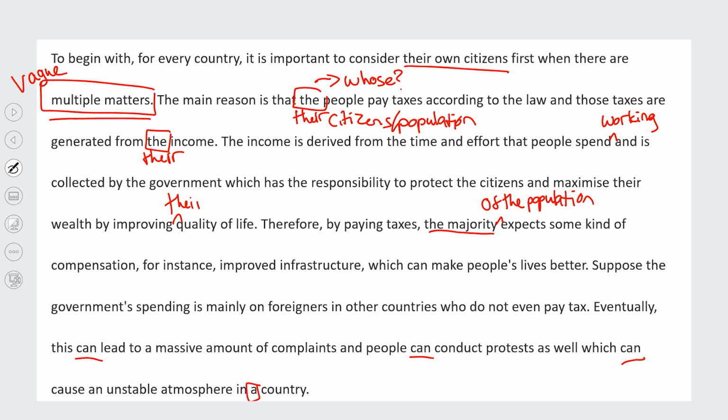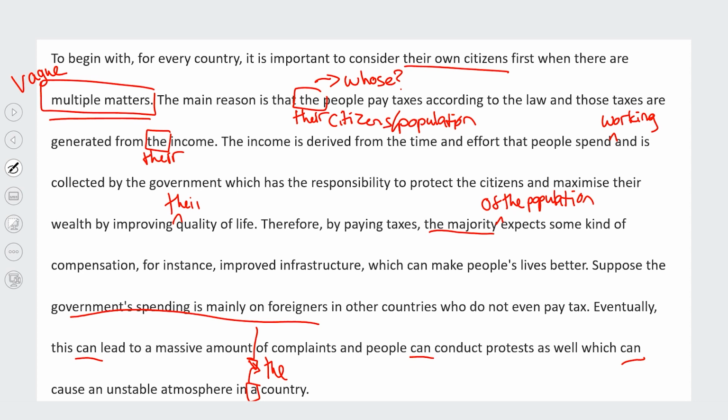So again, my issue is specifics. In a country, which country? The country that we've just talked about. So he's giving an example of a government who spends money on foreigners. So this is the country we're talking about. So it shouldn't be a country. He's giving a specific example. So it needs to be the country.